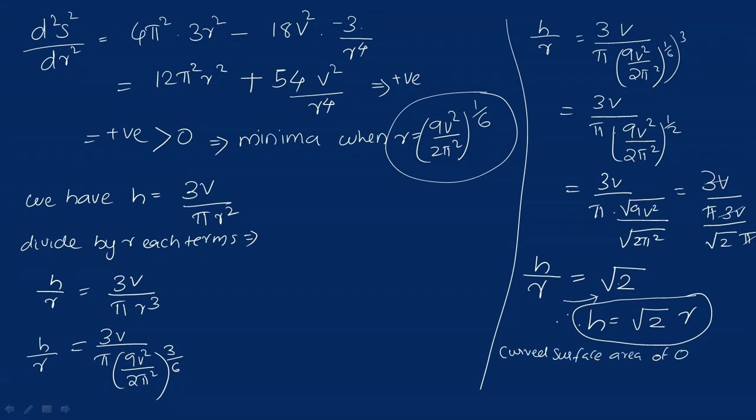So from this we can write that the curved surface area of a cone is minimum at its altitude. Altitude means h is equal to √2 times the radius at its base.